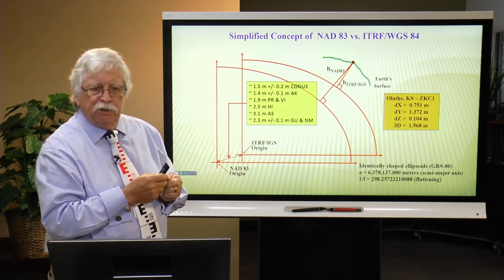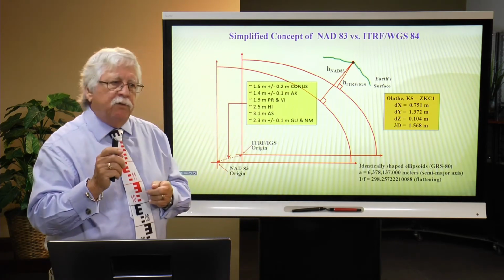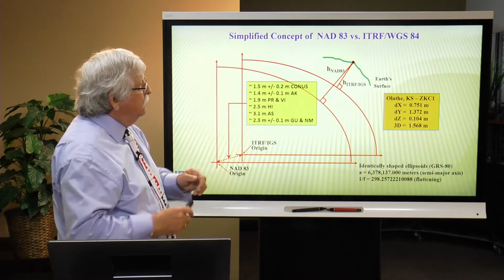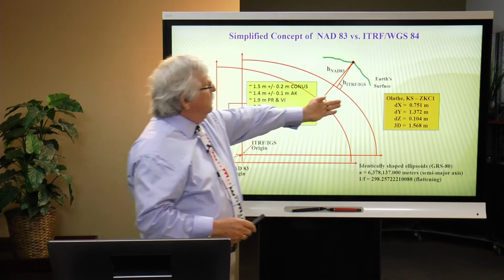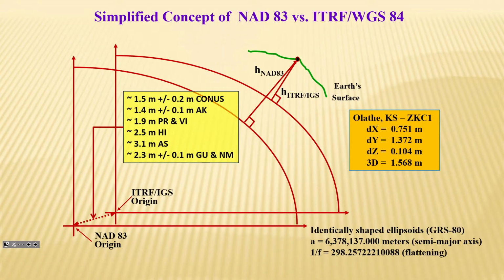fixed to our original definition, I can easily show that by picking up some data from a continuously operating reference station. Now what you're seeing here in Olathe, Kansas, this particular station, ZKC1, that is a CORS, a continuously operating reference station. It is not maintained by the National Geodetic Survey, but they compute the coordinates for it. They publish both the ITRF, which you can now consider to be WGS84 because the Defense Department has said, okay, they're identical out at the range of about 1 to 2 centimeters.